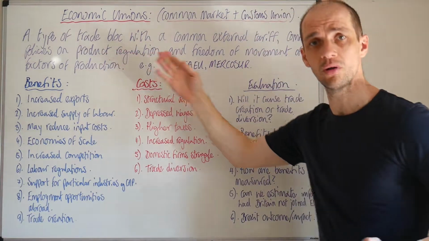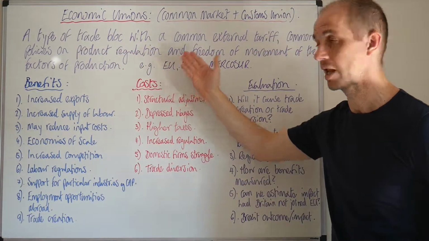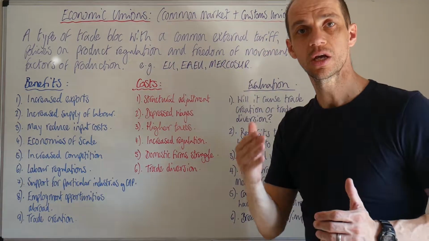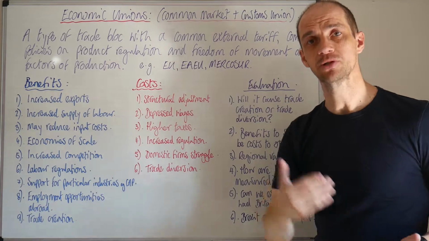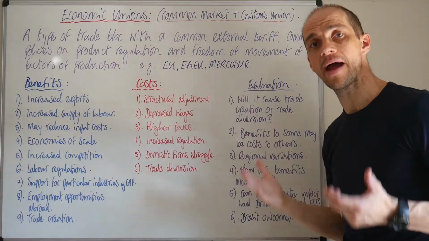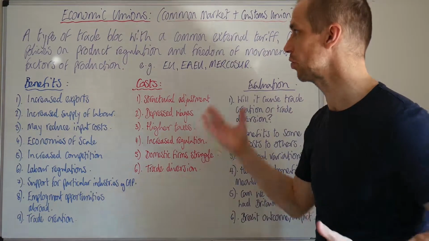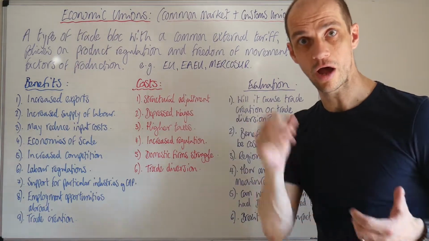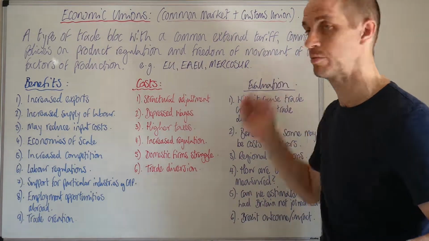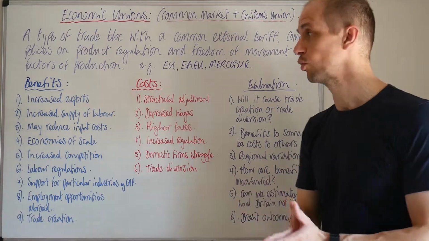There'll be common policies on product regulation, but there'll also be freedom of movement of the factors of production. So labour and capital goods can easily move between different areas, okay? In addition to that, entrepreneurial enterprise can also move between countries very, very easily. So there is that freedom of movement, and that's really important.